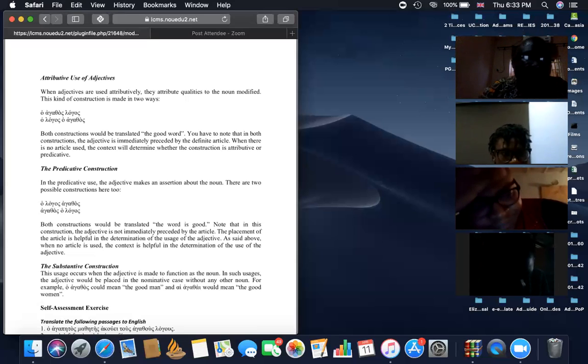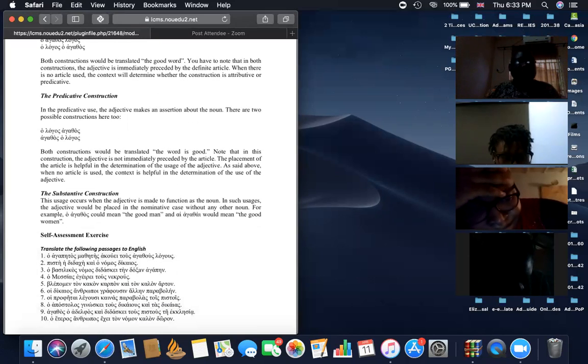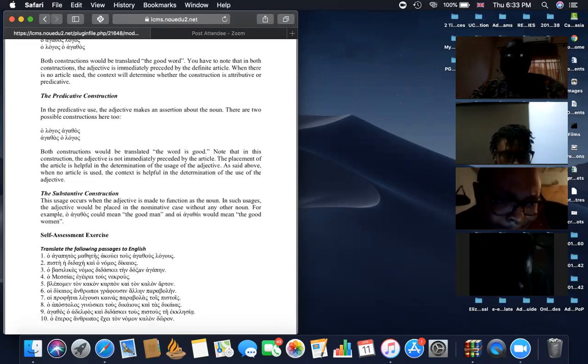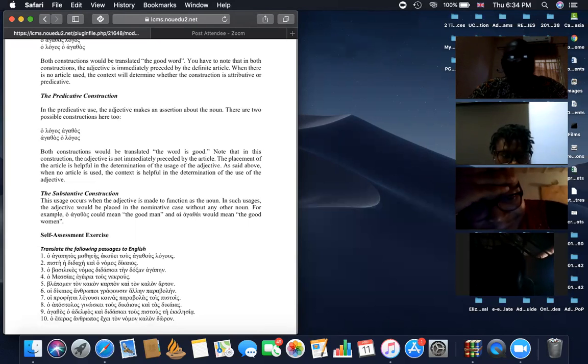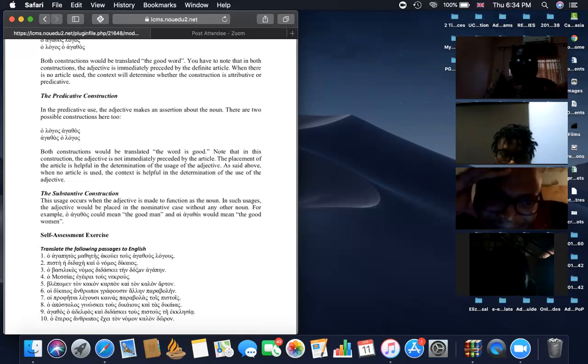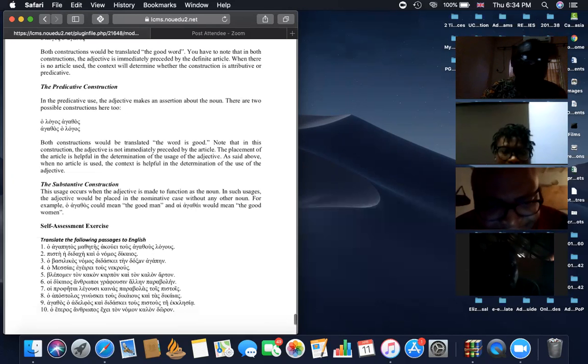Good. Now, in the substantive construction, the adjective is used as the noun. So you could see something like ho agathos. Because it is masculine, the translation would be the good man. Or you see hai agathai, because it is feminine, the translation would be the good women. Hai agathai is feminine plural. So, in other words, that adjective is used as the subject or as a noun in itself. Simply, those are the three ways in which adjectives can be used.